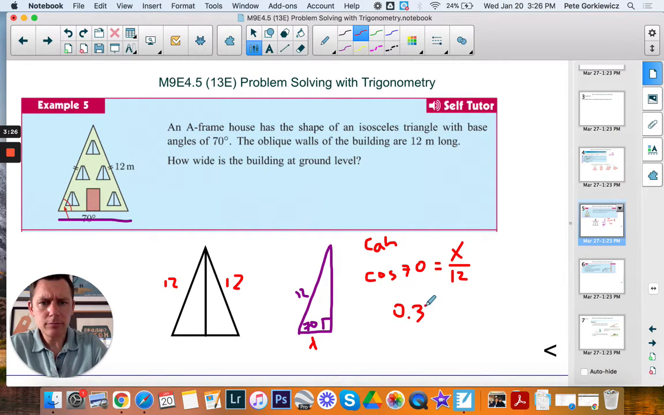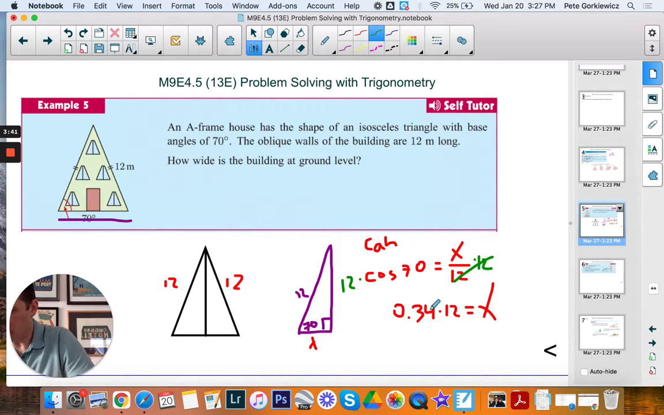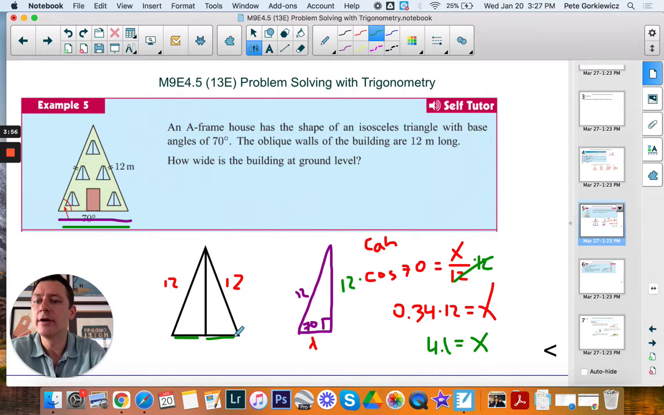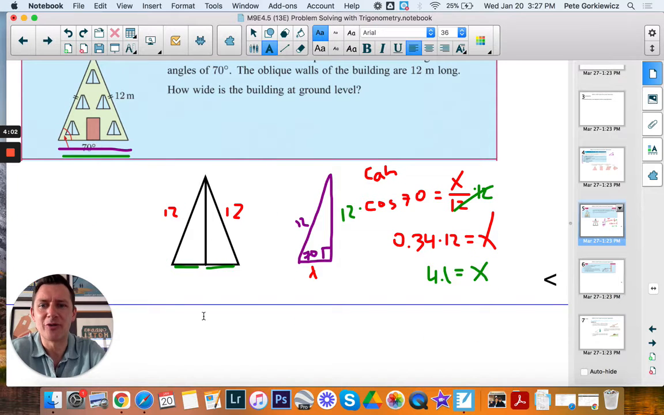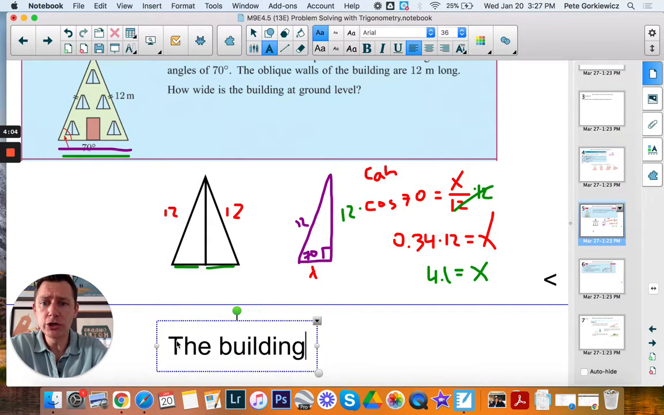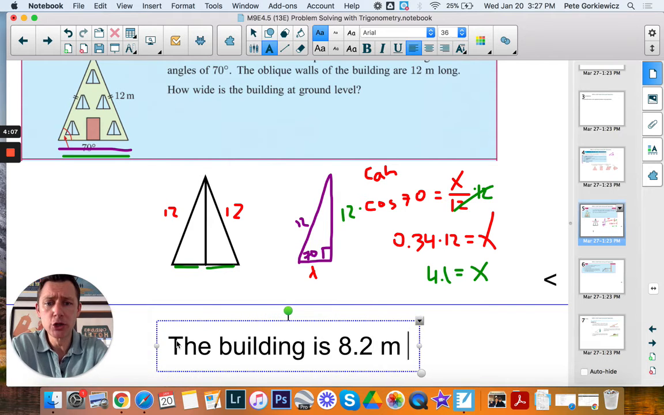So this is 0.34, and then you multiply by 12 to get rid of the 12 on this side. Effectively, you're doing this times 12. These cancel out. And then you're saying times 12 on that side. And so I got 0.34 times 12, which is 4.1. X is 4.1. So this length is not 4.1, right? Because this is 4.1. You got another 4.1 there, so you got to add them, right? And so 8.2. So then you would say, maybe I'll write it out. The building is 8.2 meters wide.